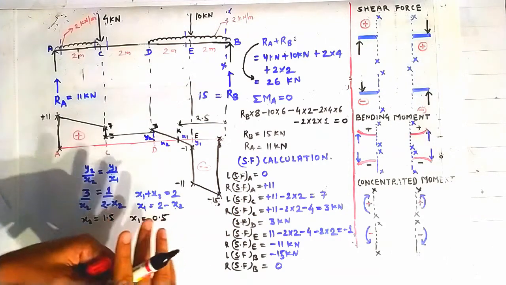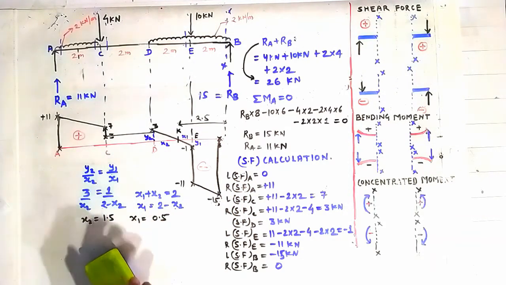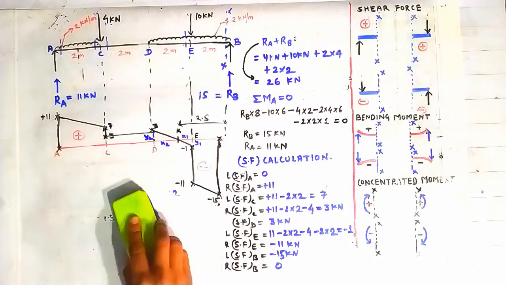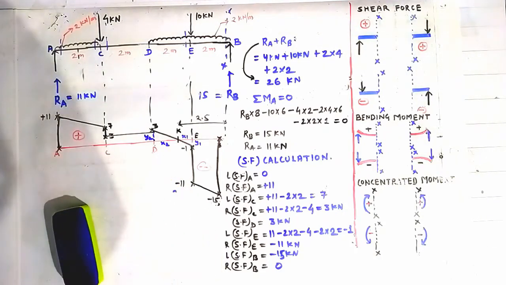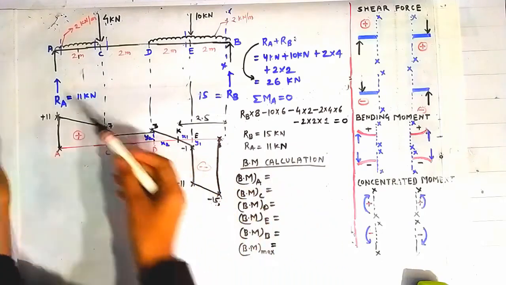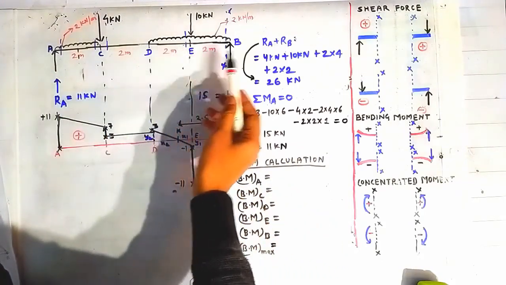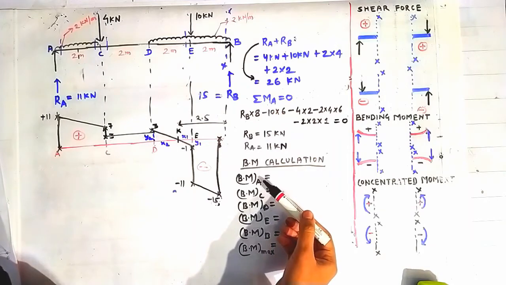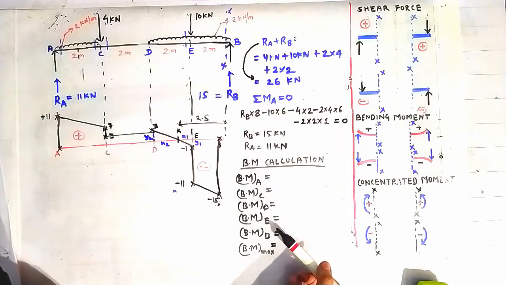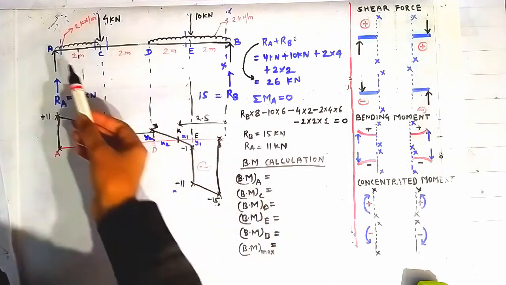Now friends, we will draw the bending moment diagram. We are rubbing this thing, okay, and we will draw the bending moment diagram in the next step. Now we will calculate the bending moment at the points A, C, D, E and B. We will directly calculate the bending moment at these points by constructing sections at these points, because there is no concentrated moment lying at any of these points.